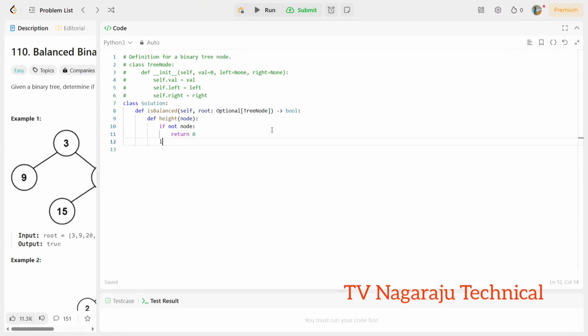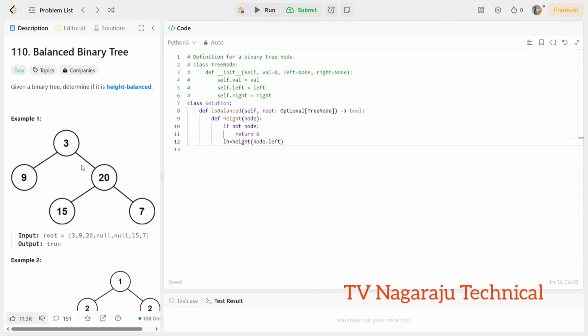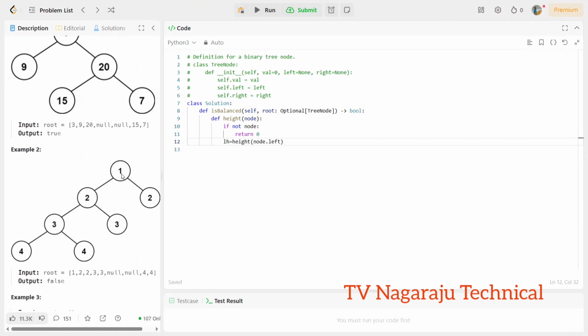Now, use a parameter LH. LH specifies the height of the left subtree. Now, I am calling the function recursively with node.left. Observe here carefully. Suppose initially 3 is my node, LH is equal to height of this node. Again, for example, this 1 is the root node, LH is equal to height of node.left. In the next iteration, height of 2. Next iteration, height of 3. Next iteration, height of 4. LH is used for calculating the height of the left subtree.